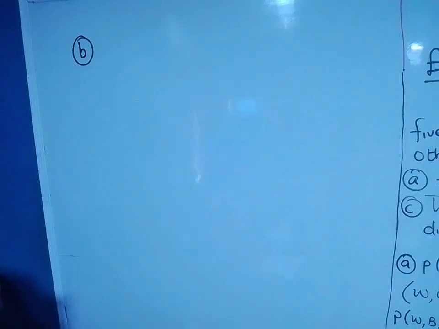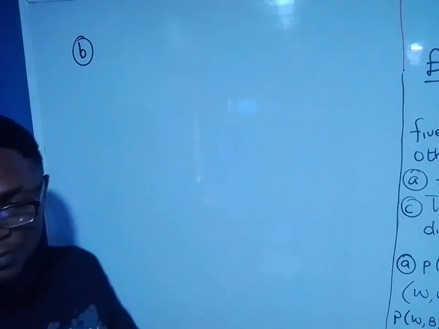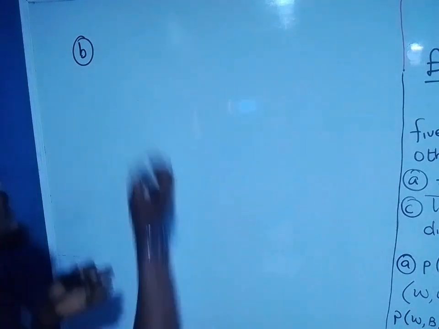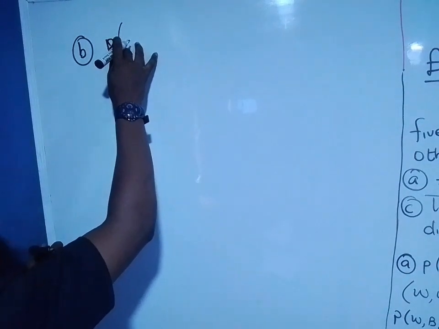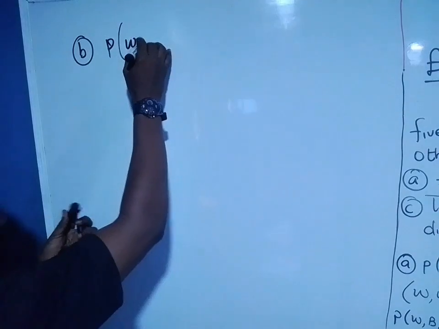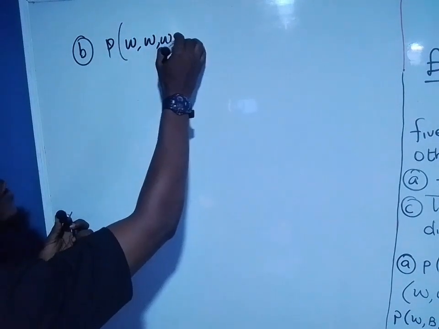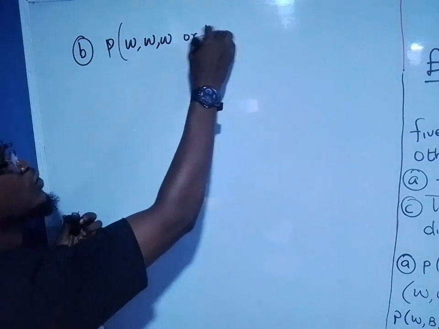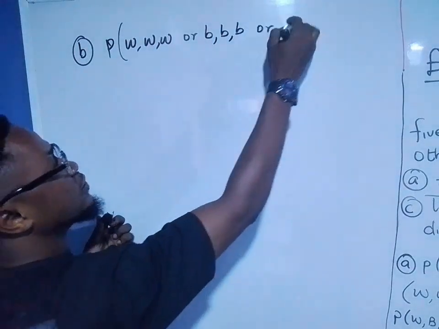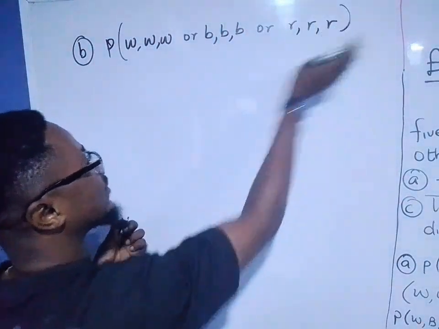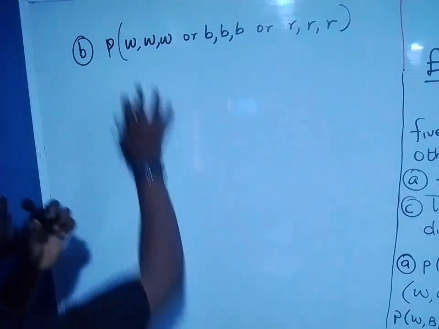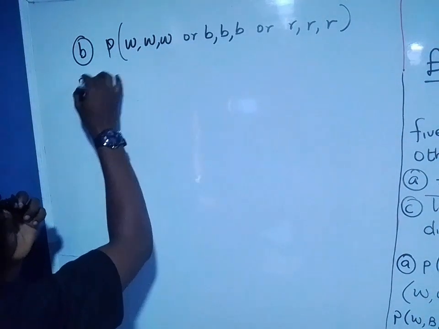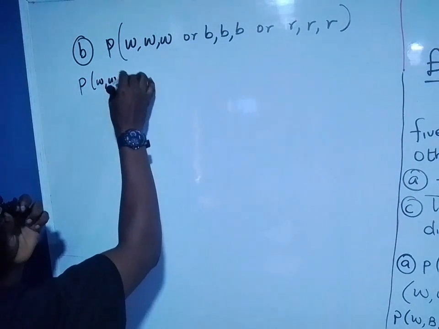So B says, let us find the probability that the 3 marbles are the same color. Okay, this one is easy, right? The 3 marbles are the same color. That means we are finding the probability of getting white, or blue, or red. So these are the only 3 sample points that we're looking for, right? So let's look at this one. What is white?